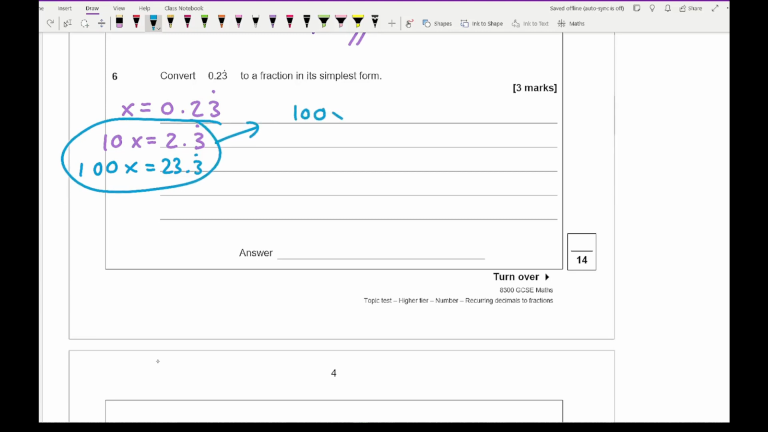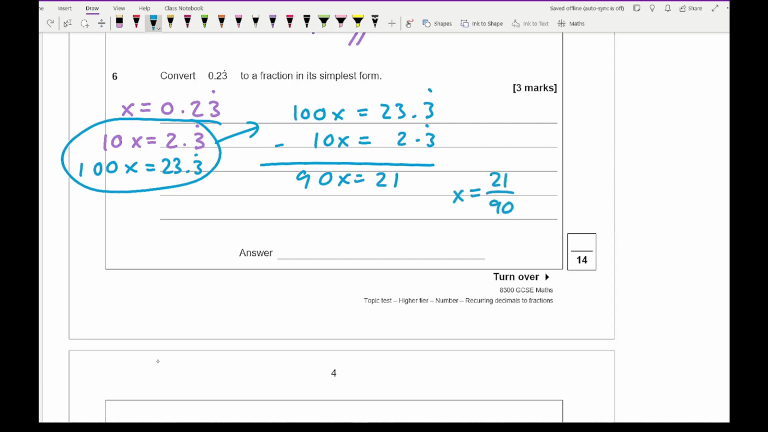So if I write it out again, 100x is 23.3 recurring, and 10x is 2.3 recurring, so that then becomes 90x equals 23 take away 2, which is 21. So x equals 21 over 90. Remember, you need to give your answer in its simplest form, so we can divide both numbers by 3, so it's 7 over 30.